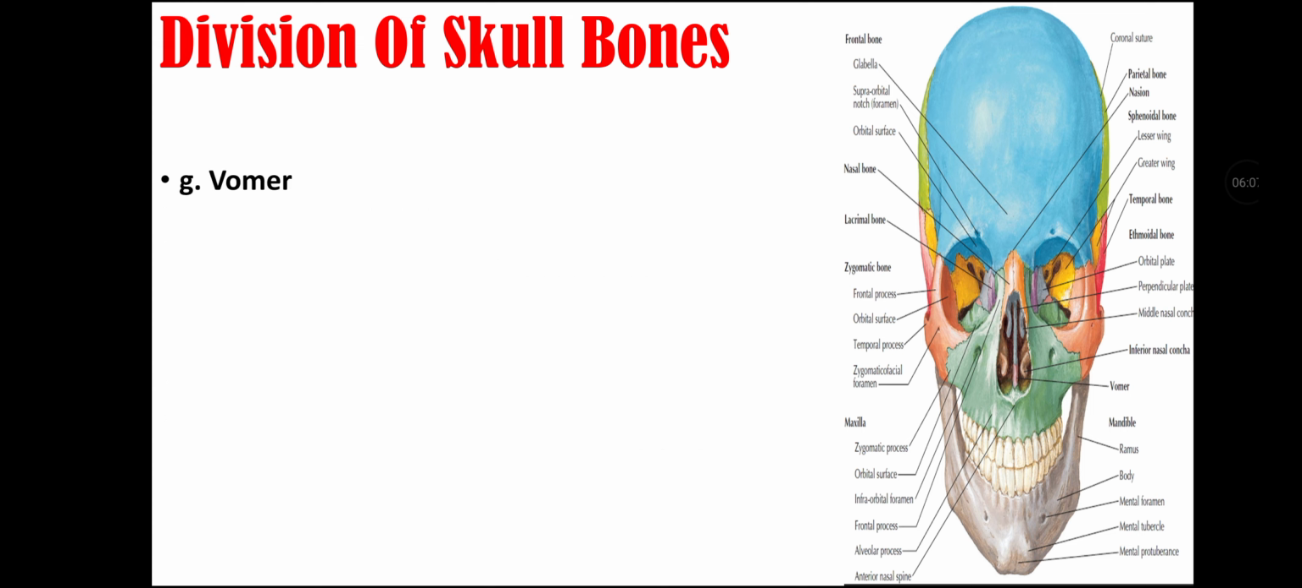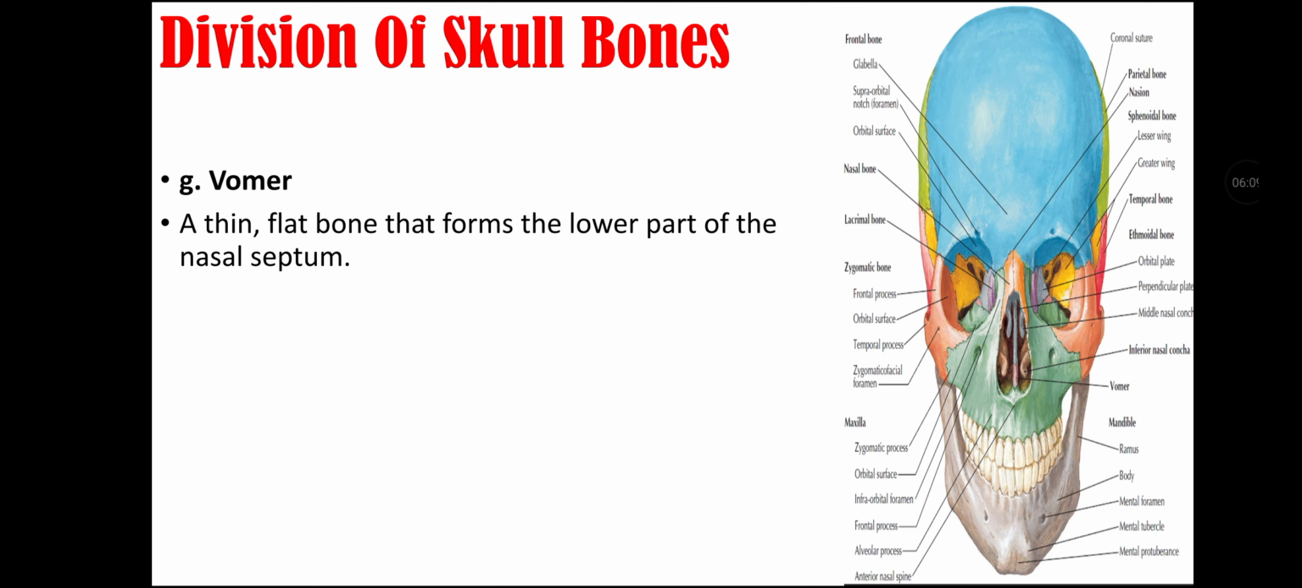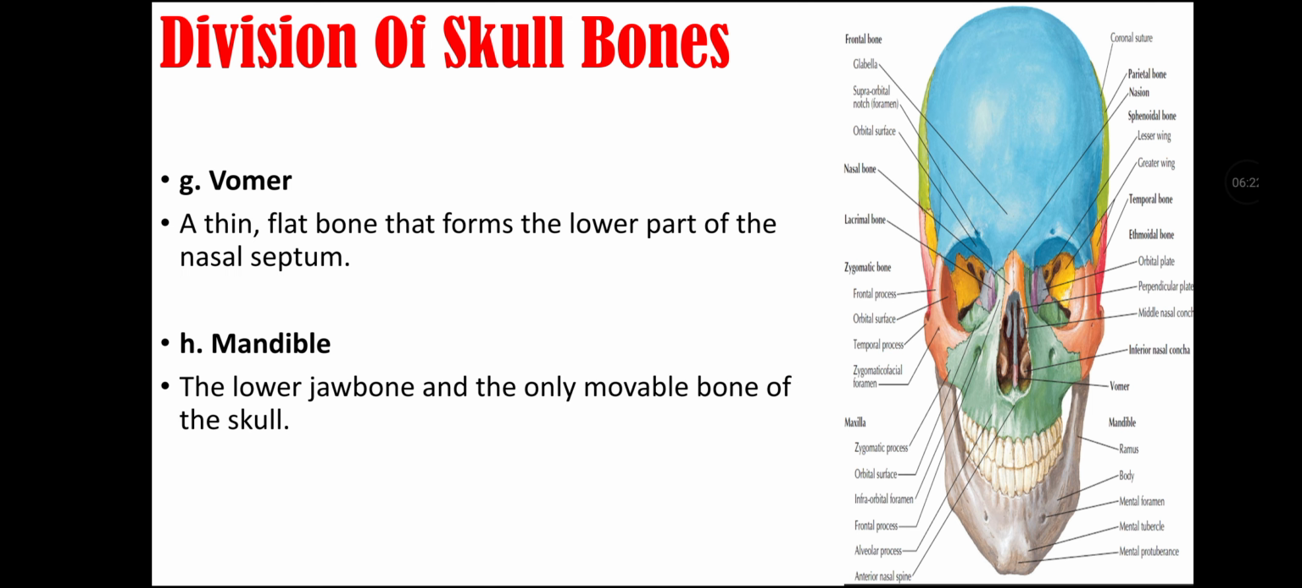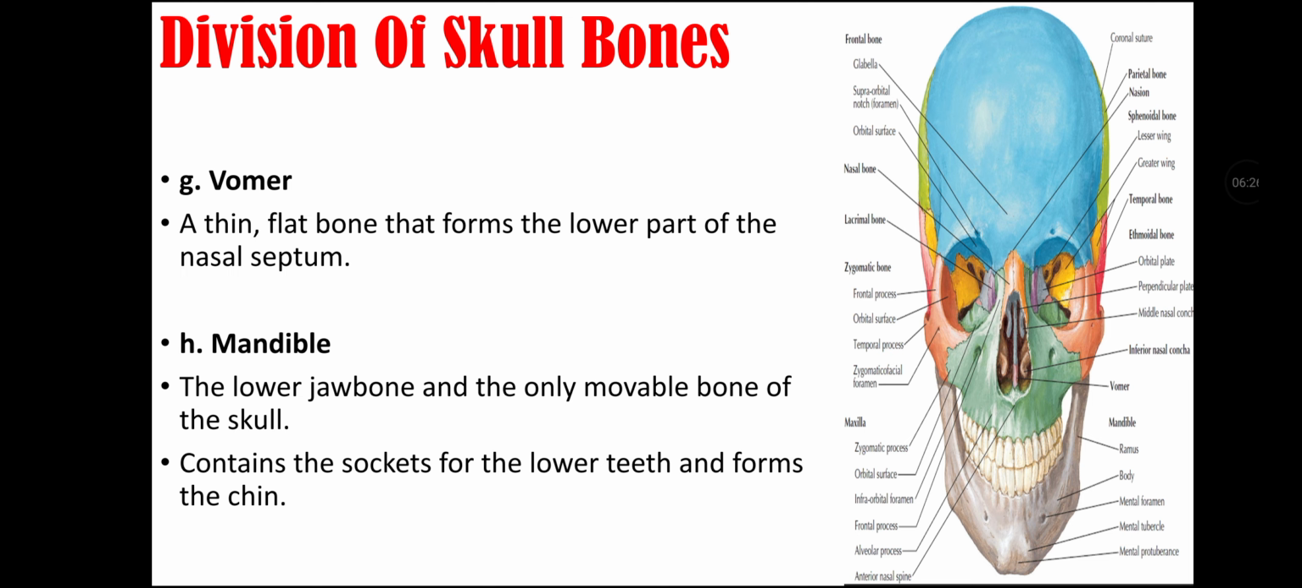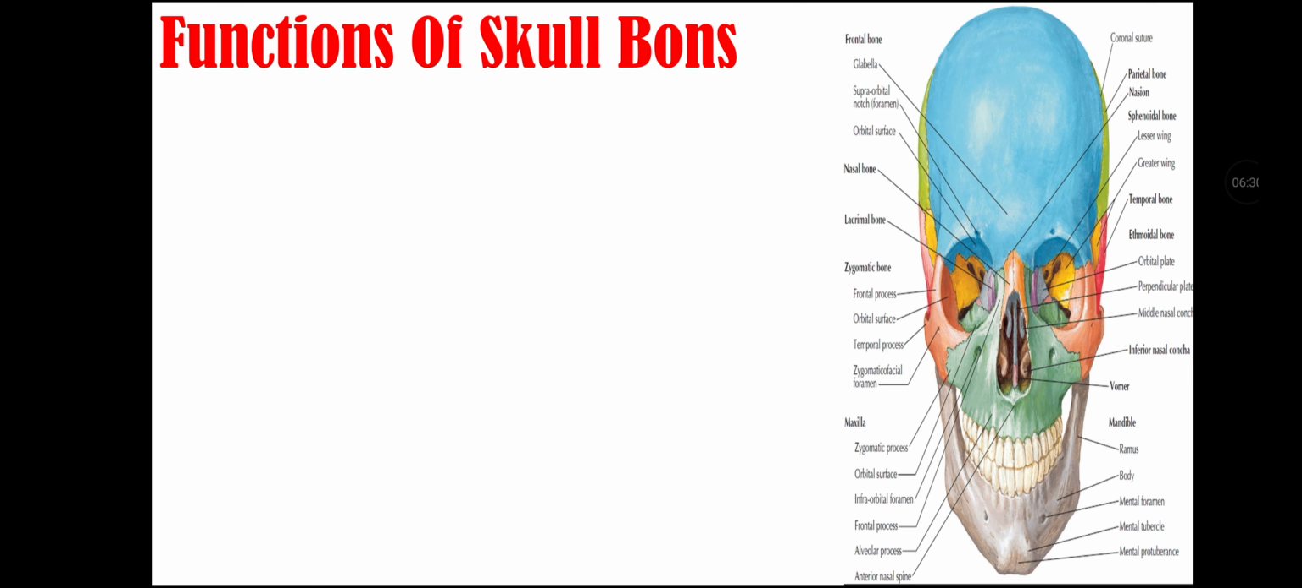Next facial bone is the vomer. It is a thin flat bone that forms the lower part of the nasal septum. And next is the mandible. It is present in gray color in the diagram, the one that is holding the lower teeth is the mandible. It is also called the lower jaw bone, and it is the only movable bone of the skull. It contains sockets for the lower teeth and forms the chin.